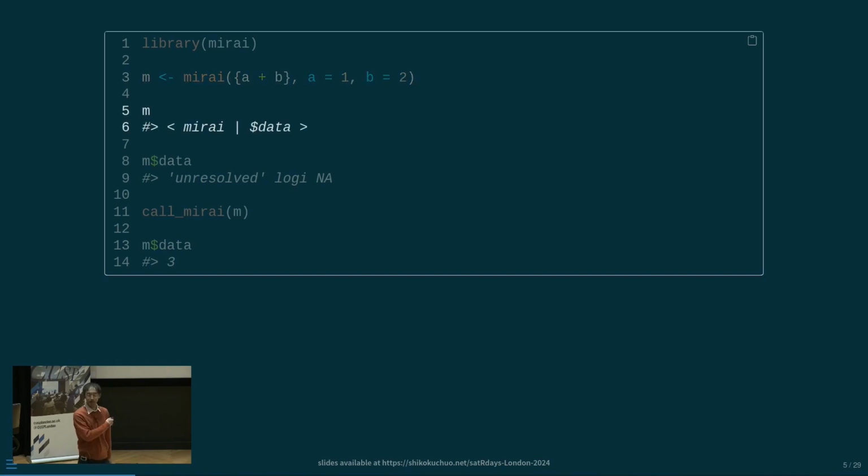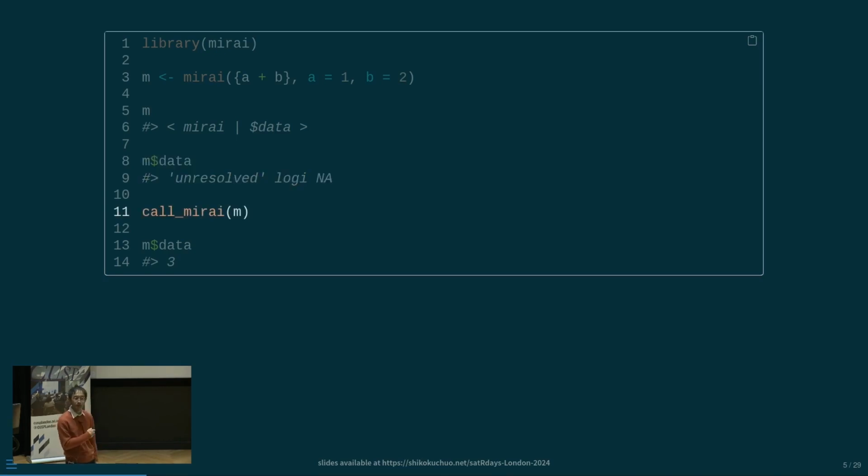If we just print the object that's returned, it helpfully says that it's a mirai and suggests that we query the data element. If we do that, assuming the computation is still ongoing, and of course here it's just a plus b, but you can imagine that could be something that takes hours or even days, then while that's still ongoing, it will just return an unresolved value, which is just an NA, but it's a class NA.